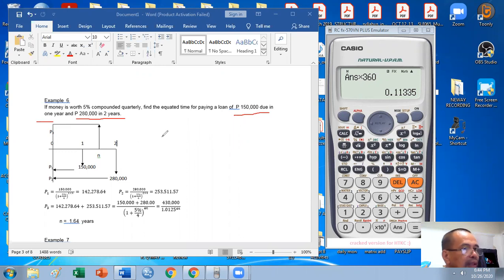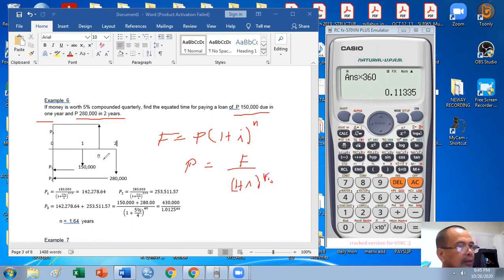So, look at our formula, remember, F is equal to what? P(1 plus i)^n. Therefore, the present worth is equal to what? Is equal to F over what? F over (1 plus i)^n.